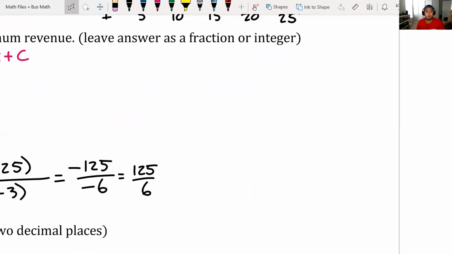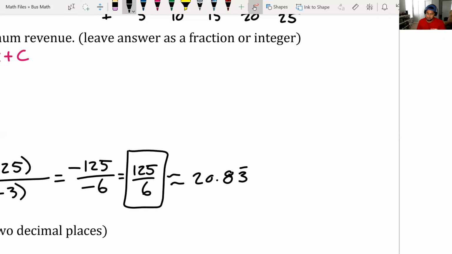And it says leave the answer as a fraction. So this does become 20.83333 repeating, but it says leave as a fraction or an integer. Well, we can't leave it as an integer because an integer is a whole number, and this isn't telling us to round. So we're going to leave our answer as 125 over 6.